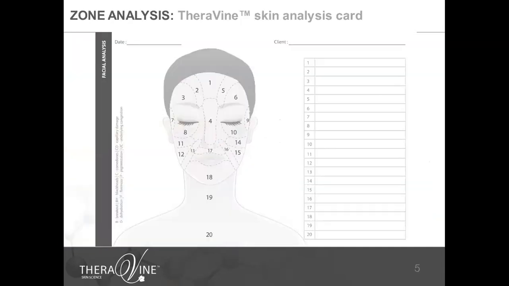So this is our Theravine skin analysis card. We will look at this probably in our next session. We will discuss how to use this a little bit more in detail. It's a great tool to help you with your analysis, to really focus on specific zones, what is happening on the skin. It really works very well.